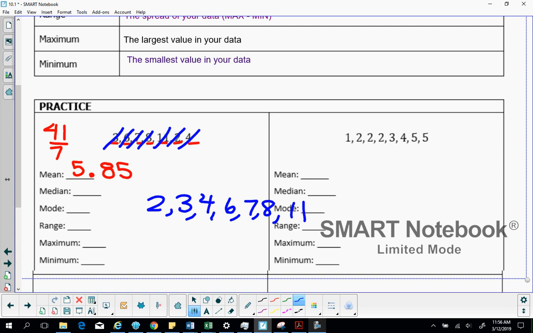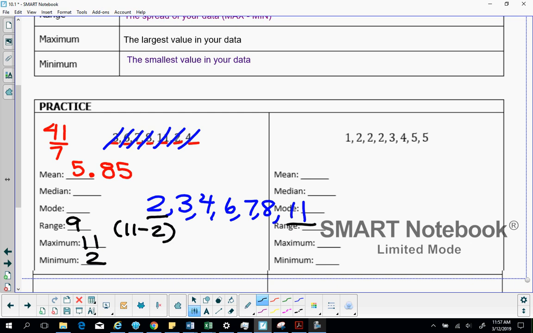Now, looking at this, I can easily find my minimum. Minimum is your smallest amount. What's your smallest number? 2. What's your largest, your maximum? 11. Your range is how spread out your data is. To find your range, you just do max minus min. What's 11 minus 2? 9.